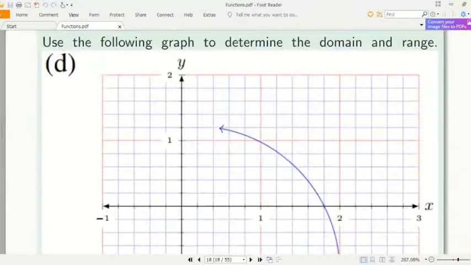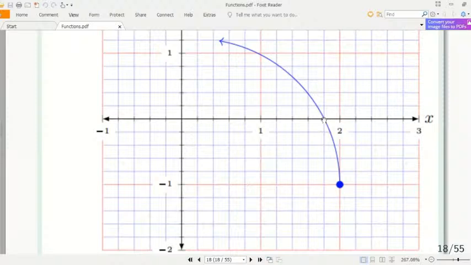We are using the graph to determine the domain. I want to begin with the domain. I want the lowest value of x. The lowest value of x must be to the left, and I can see the graph is going on. That means the lowest value of the domain is negative infinity, not included.